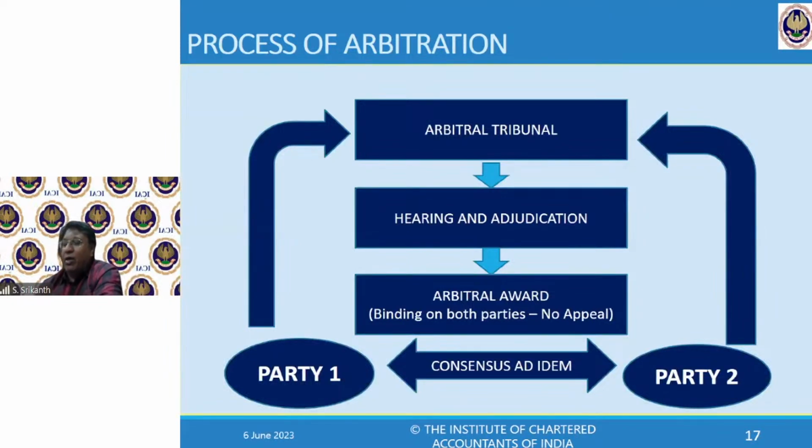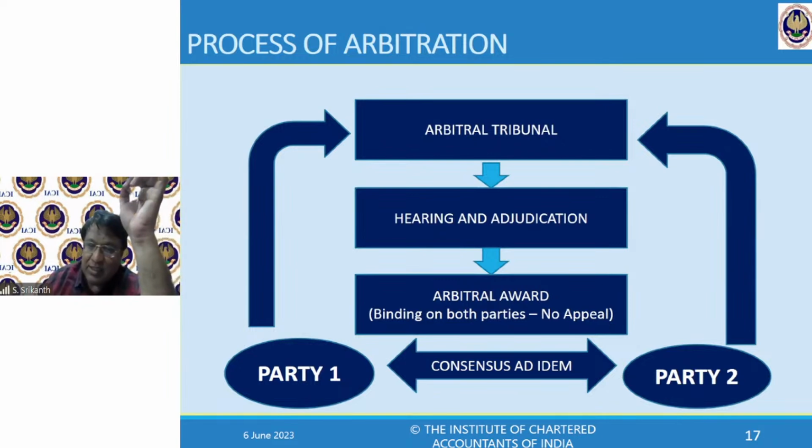So this particular diagram that you are seeing is a brief summary of how arbitral proceedings, or the process of arbitration, works. Don't start at the top, start at the bottom. It all begins with two parties, party 1 and party 2, who have a dispute. They do not have consensus ad idem on the dispute, but on one matter they do have consensus ad idem. What is that? That they will refer their dispute to arbitration.